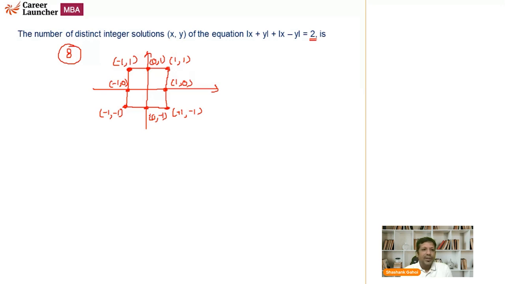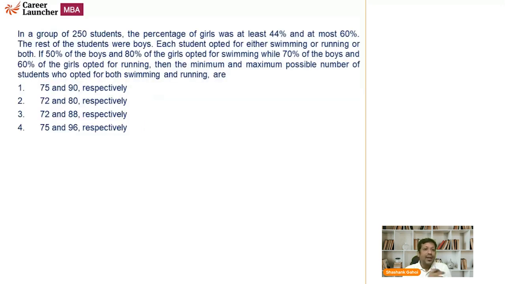Now let's move on to the next question. Question number 11. In a group of 250 students, the percentage of girls was at least 44% and at most 60%. Okay. So there are 250 students. Girls are 44%. So 44% of 250 is 110. Then the number of boys is going to be 150. The girls can be 60% as well. So 60% of 250 is 150. So boys can be 100.